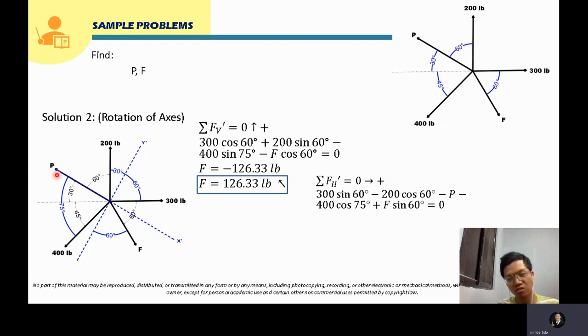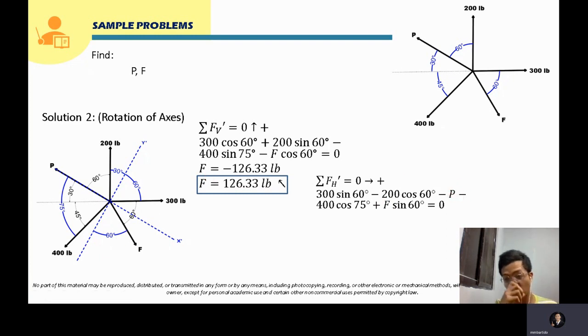And for force P, this is already horizontal, and it is directed to the left, so it will be negative here. Now for 400, its horizontal component is 400 cosine 75 degrees, and this is directed to the left, so it will be negative here. Now for force F, its horizontal component will be F sine 60 degrees, and this is directed to the right, so it will be positive here. So this is equal to 0. Since we have already solved for F, we can directly solve for P.